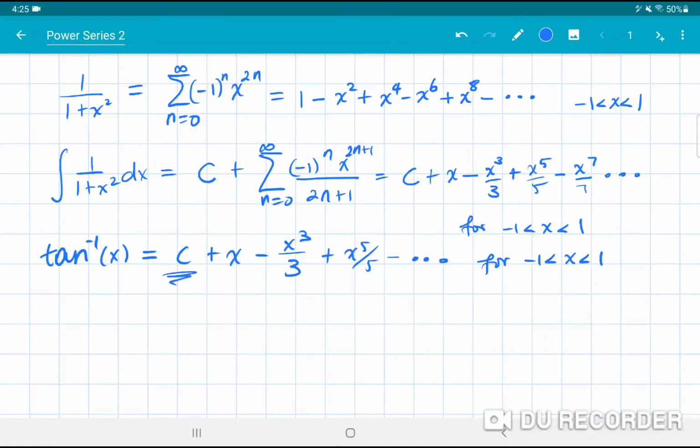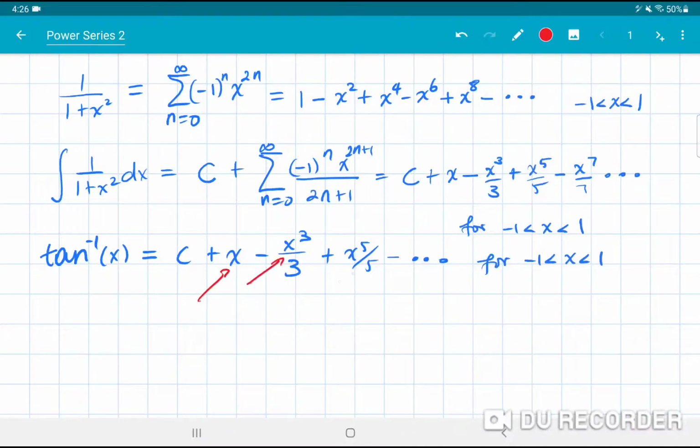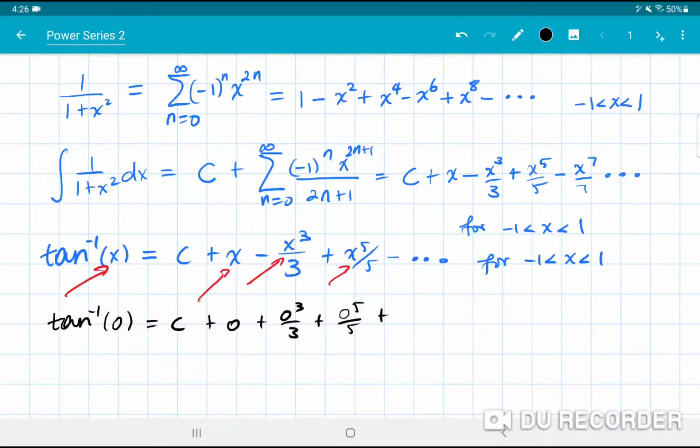So what we want to do is find the center of expansion of our power series. The center of expansion of our power series is 0. So we stick 0 in for x. And that gives you tan inverse of 0 equals c plus 0 cubed over 3, 0 to the fifth over 5, minus plus minus plus. All of that is 0. And tan inverse of 0 happens to be 0, so c is 0.